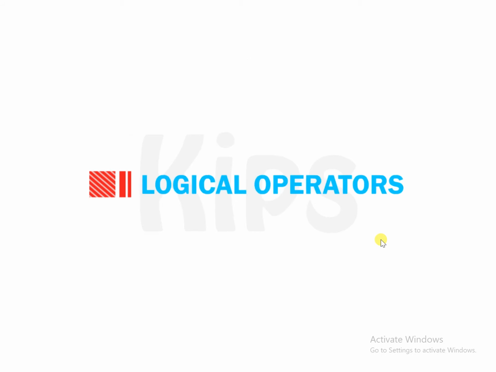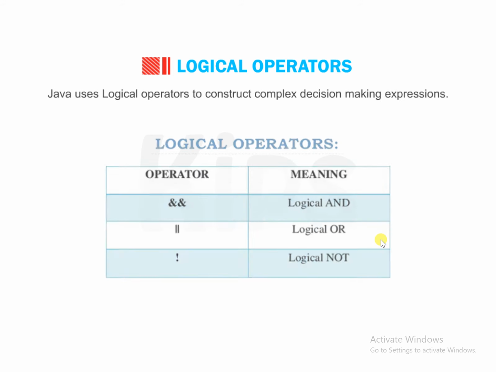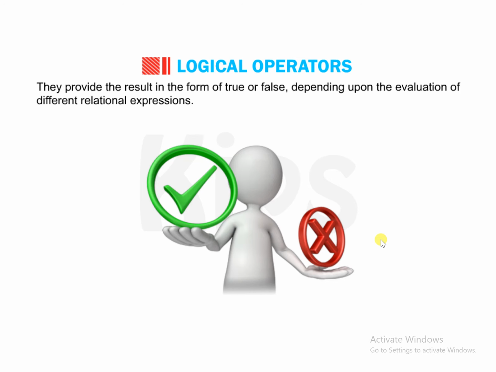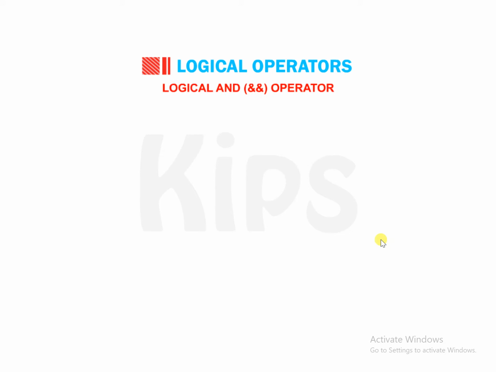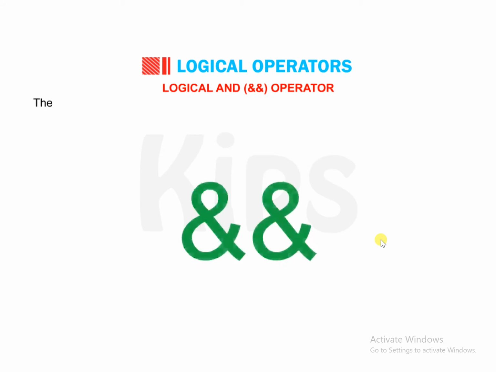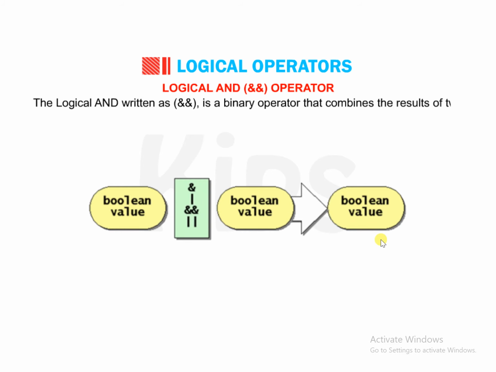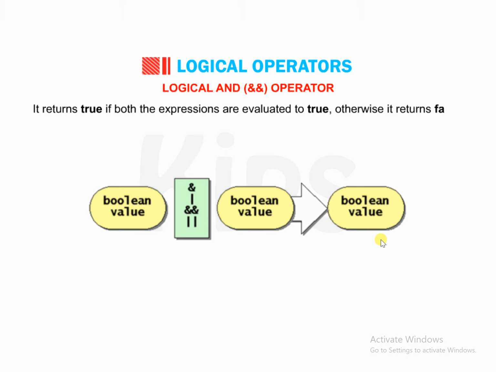Let us discuss logical operators. Java uses logical operators to construct complex decision-making expressions. They provide the result in the form of true or false depending upon the evaluation of different relational expressions. Logical operators are further categorized. The logical AND, written as &&, is a binary operator that combines the results of two relational expressions. It returns true if both the expressions evaluate to true, otherwise it returns false.